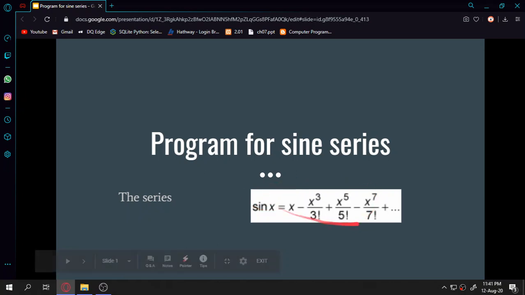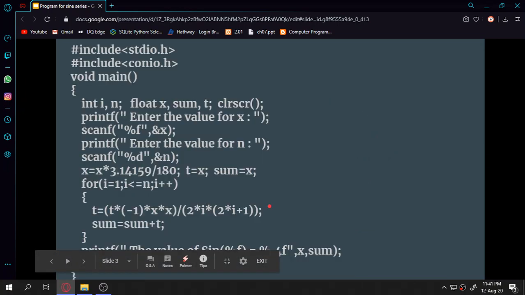In order to find the repeated term, I have to use the for loop. So I use the for loop in the series. I have also explained the calculation in the previous small video. So t is equal to t into minus 1 into x square divided by 2i into 2i plus 1. This is the term formula. You have to understand and learn this formula. Every time the for loop goes, it finds one term, like x power 3 by 3 factorial, x power 5 by 5 factorial, x power 7 by 7 factorial, etc.